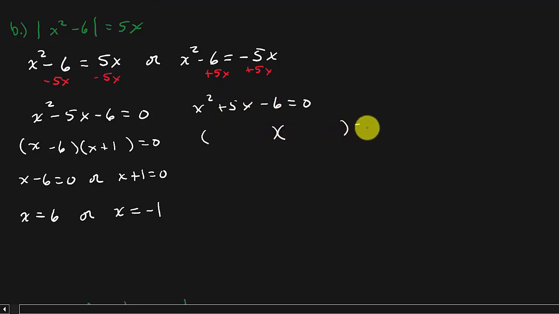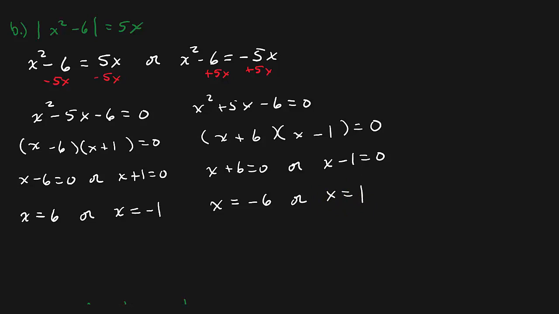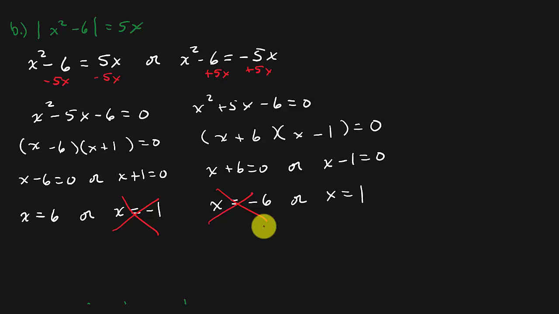So let's see. So I get x, what is that going to be? Plus 6, x minus 1. So I get x plus 6 equals 0, or x minus 1 equals 0. So x equals negative 6, or x equals 1. All right. And so that one's going to get crossed out. That one's going to get crossed out. Pause the video, think about it, see if you can figure out why it's getting crossed out.